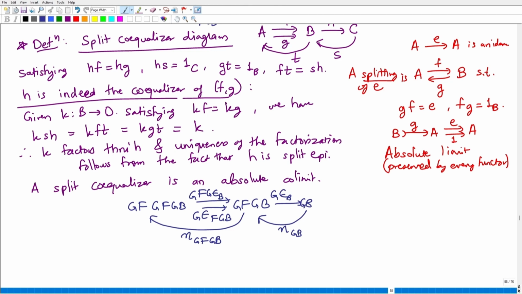This one will be identity: eta sub GB followed by G epsilon B will be identity. Then this outer rectangle, from GFGB to GFGB, two different ways, that will commute because eta is a natural transformation, and I think no, epsilon is a natural transformation. Wait, why does the outer diagram commute?